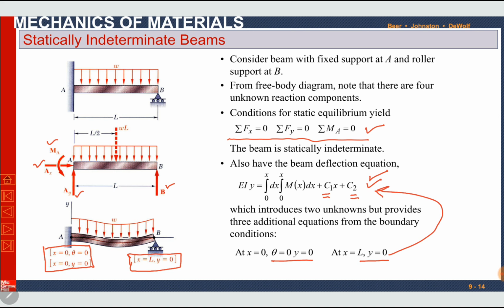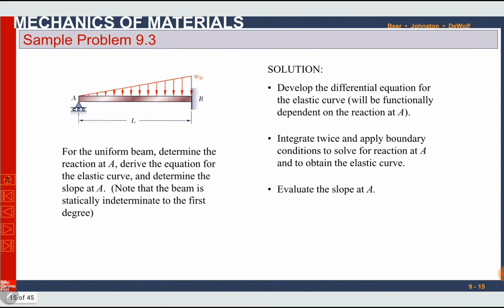So let us do a numerical problem on this. Here is a numerical problem, which is a beam fixed at end A and B. We have 3 unknowns at end B and 1 reaction at A, which is unknown. So totally we have 4 unknowns. What we are asked in this problem: for a uniform beam, determine the reaction at A. We have to find here reaction RA.